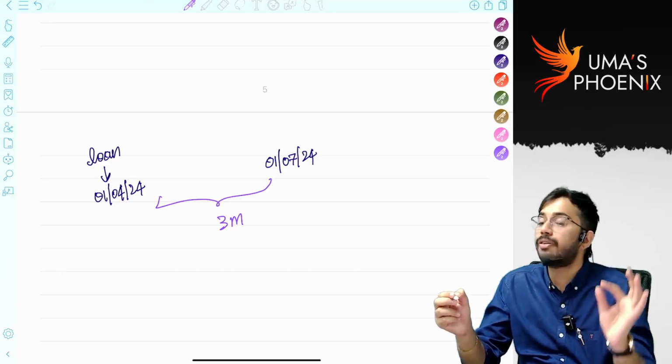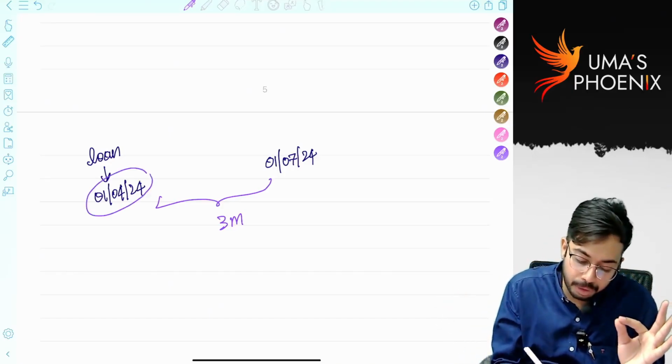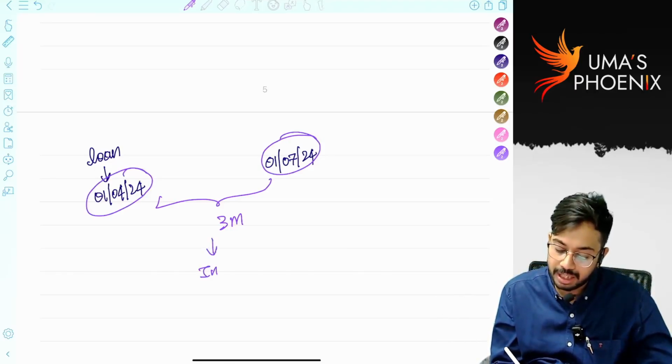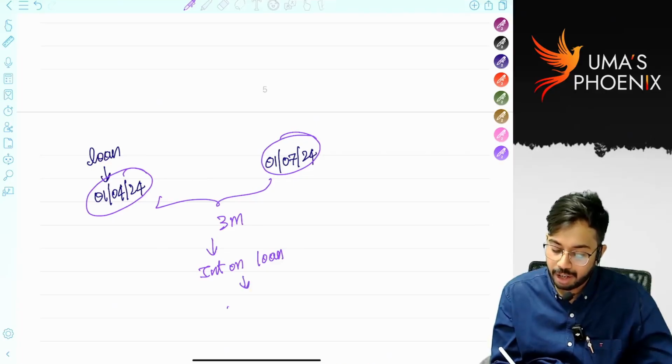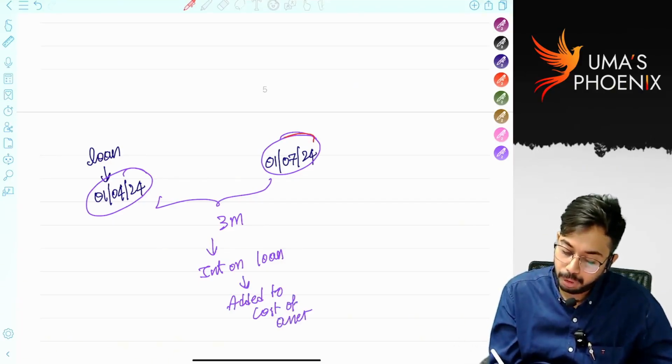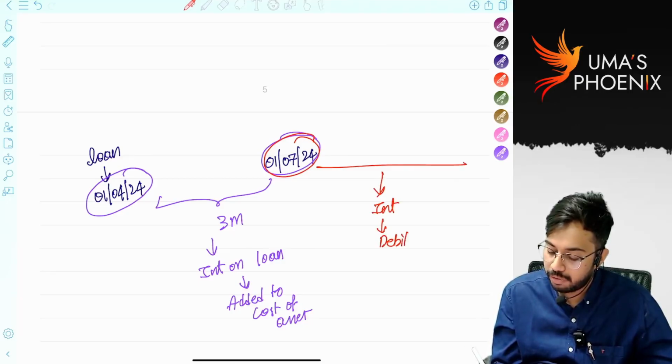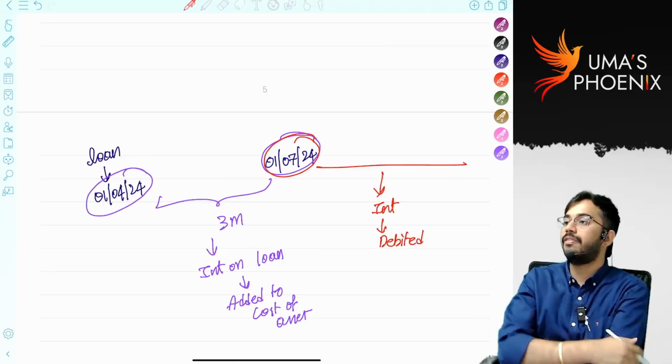So for a period of 3 months, I purchased plant and machinery, but I did not use plant and machinery. So from date of purchase up to the date asset was put to use, whatever the interest on loan is there, whatever the borrowing cost is there, even that borrowing cost will also be added to cost of the asset. Is it clear? Once asset is put to use, whatever the interest is there, that interest will be debited to P&L account. It will not be added to the cost of the asset.